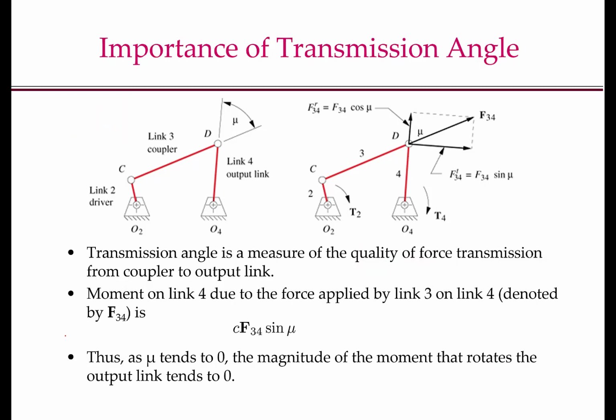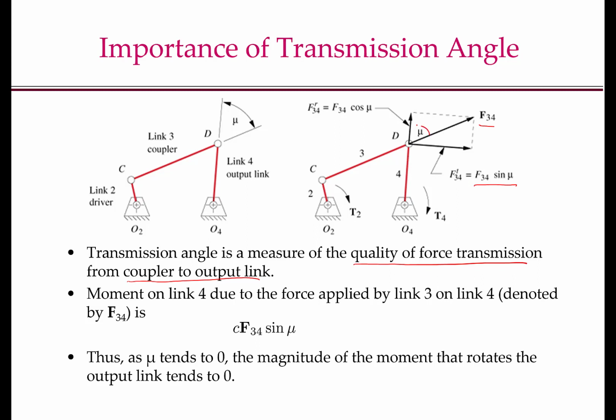Why is the transmission angle important as a measure of quality of a mechanism? The transmission angle allows you to measure the quality of force transmission from coupler to output link. So let us look at the picture on the top right here. The force that comes from the coupler CD onto the link DO4 is F34. The moment of this force actually rotates the output link. The force F34 has two components. One is along the link 4, the other is perpendicular to the link 4.